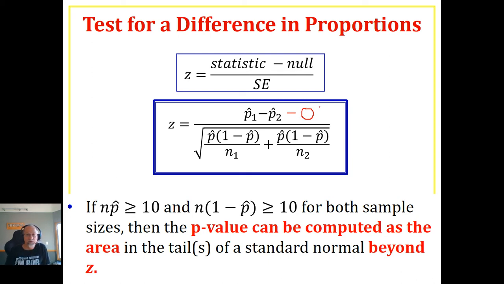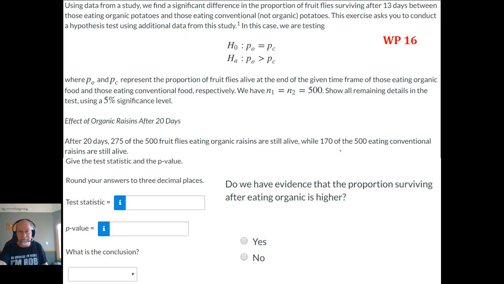Divided by the root of... now it's important to realize that these values here are our pooled values, okay? This and this are all from our pooled p-hat. So we'll calculate a pooled p-hat. It says if n times p-hat is greater than 10 and n times 1 minus p-hat is greater than 10 for both samples, then the p-value can be computed as the area of the tails of a normal distribution beyond z. And that's really what we're trying to get at here, is we're trying to calculate the value of the p and whether we can reject the null hypothesis or not.